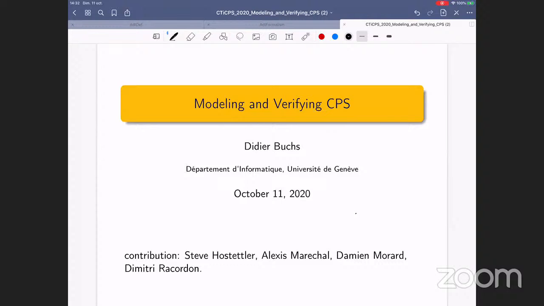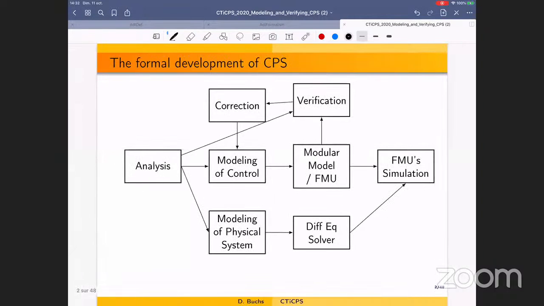Okay, so I will talk about modeling and verifying cyber physical systems. So maybe the part concerning really physical system will be limited in my talk. I will more concentrate on modeling and verification of complex system, I would say. So the main starting point is just to examine a little bit the process of development of cyber physical systems.